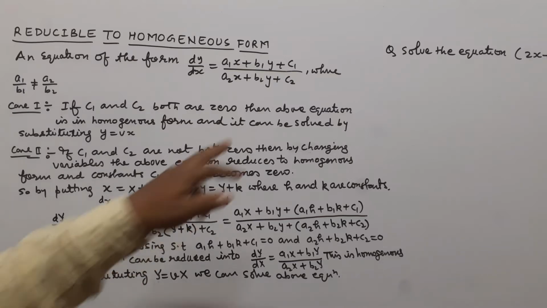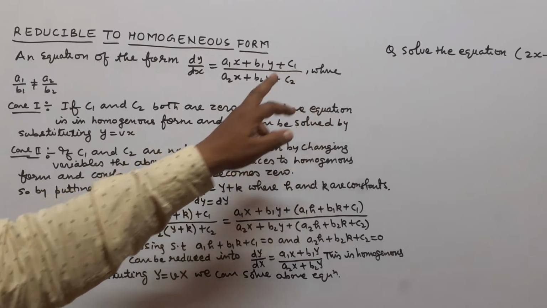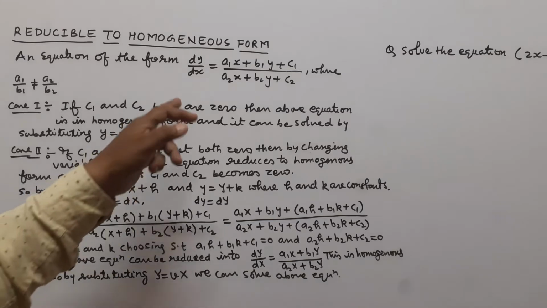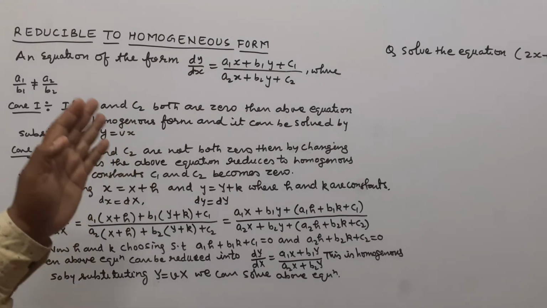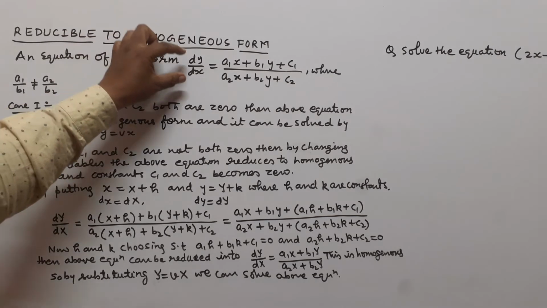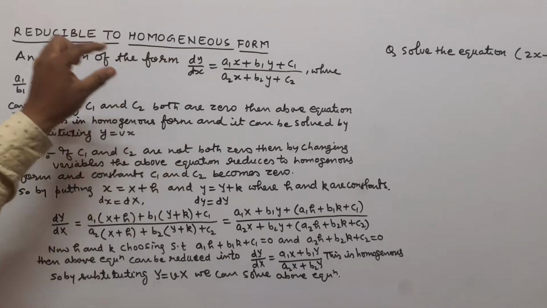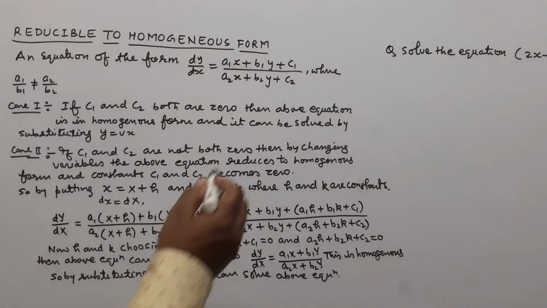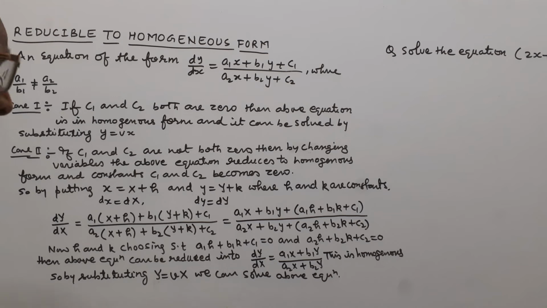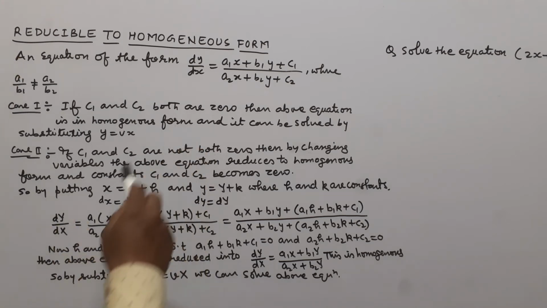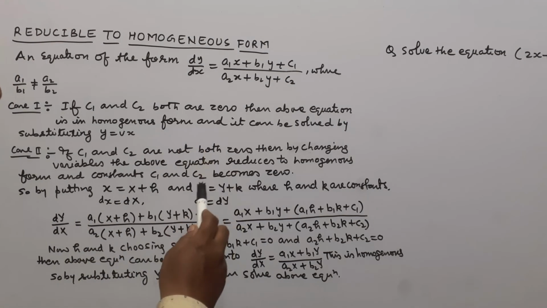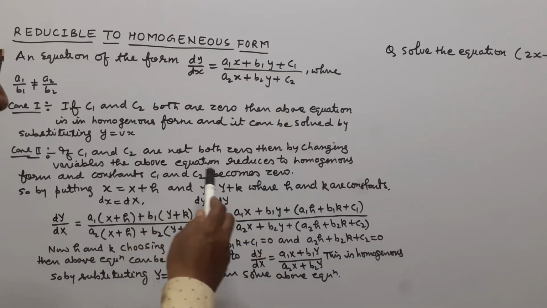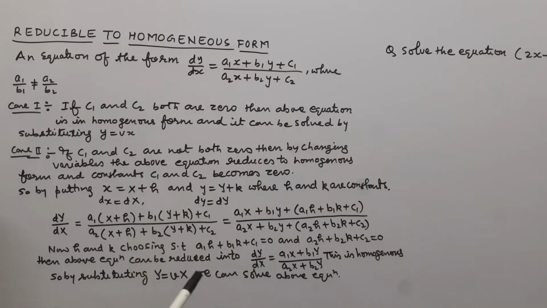In case two, if c1 and c2 are not both 0, then by changing the variables x and y, we can convert this differential equation into homogeneous form, and the constants c1, c2 become 0. So by putting small x equal to capital X plus h and small y equal to capital Y plus k, where small h and small k are both constants.